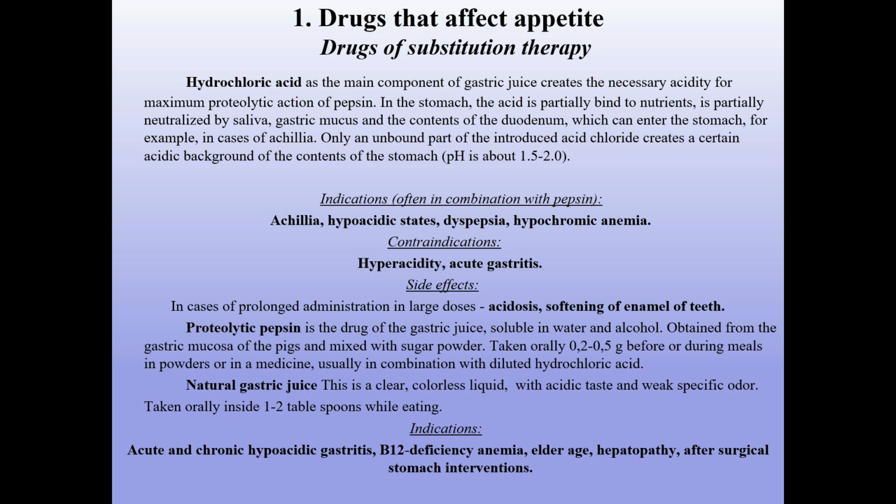And the last group from drugs that affect appetite is drugs of substitution therapy. Hydrochloric acid, as the main component of gastric juice, creates the necessary acidity for maximum proteolytic action of pepsin. In the stomach, the acid is partially bound to nutrients, partially neutralized by saliva, gastric mucus, and the contents of the duodenum, which can enter the stomach, for example, in cases of achylia. Only the unbound part of the introduced hydrochloric acid creates a certain acidic background of the contents of the stomach.